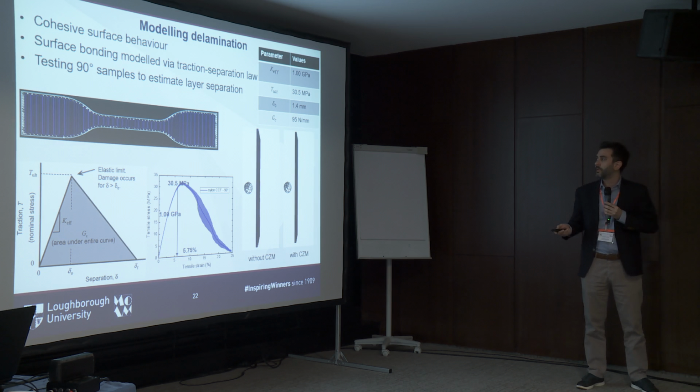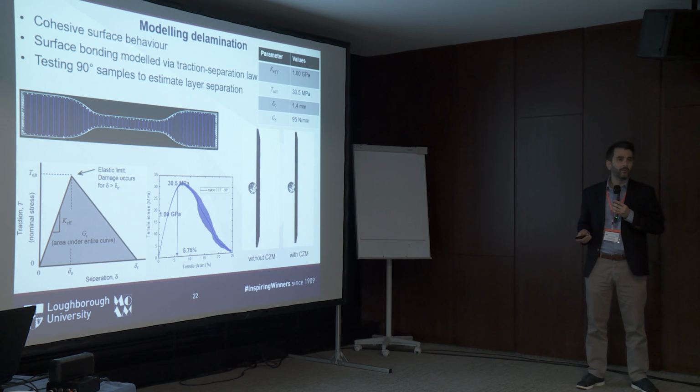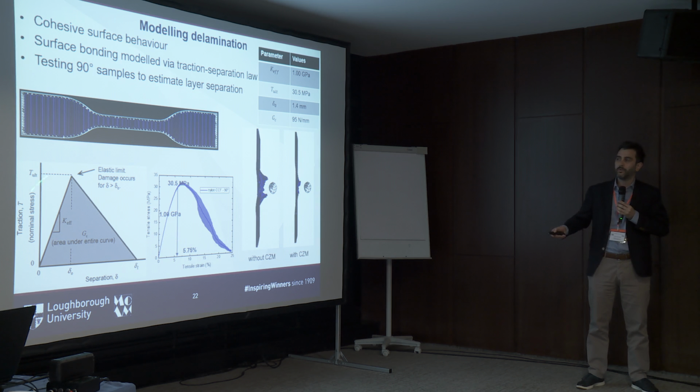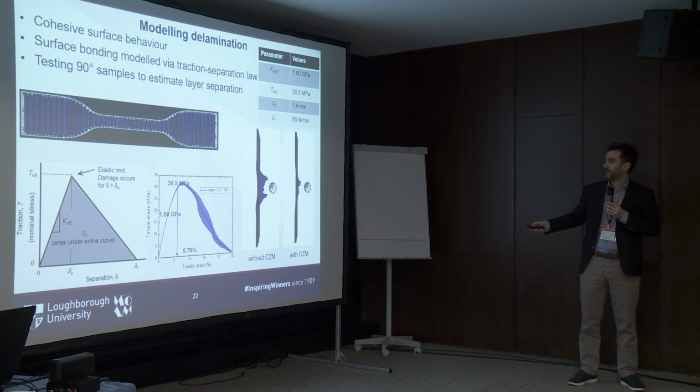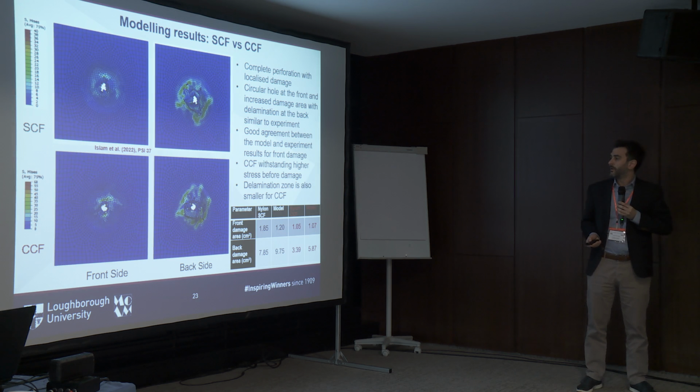We also try to incorporate the cohesive behavior among the printed layers. Here you see some videos coming up. We have some surface bonding for traction separation, and we have tested this type of samples now, not the longitudinals, to estimate this layer separation as you see here. Essentially, we try to go from there to the standard bilinear traction separation law. The difference obviously is that with the cohesive you have a smaller penetrated area. So I think this is my only slide for the ballistics modeling.